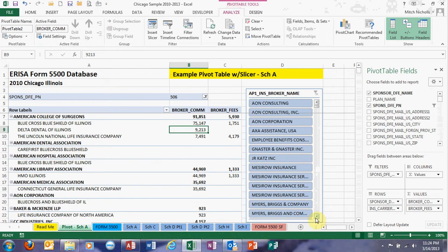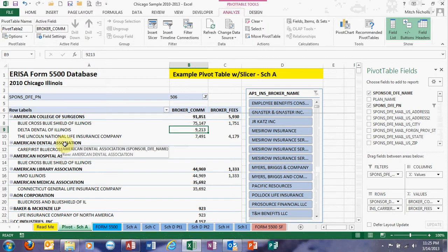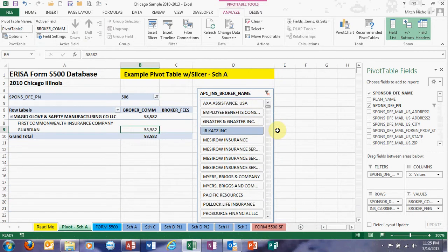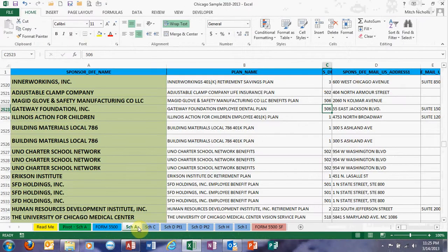So you can quickly dial in, if you know certain features of a plan, like the plan number, or you want to filter out by the name of the carrier, then all of a sudden these here will get limited down. So you can quickly dial into something that you're looking for. So if I want to know what J.R. Kratz Inc., this particular broker, I just click on it, and then look, it dials right into Guardian, or the Commonwealth Insurance Company. So I think that's kind of neat how you can just quickly get in there and look at the data instead of looking through all of this.